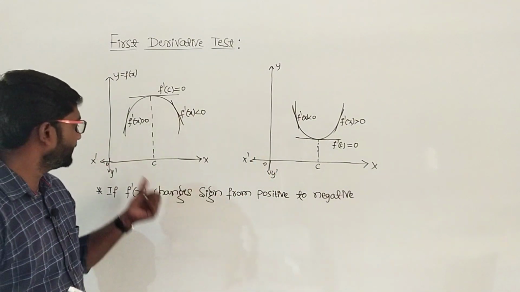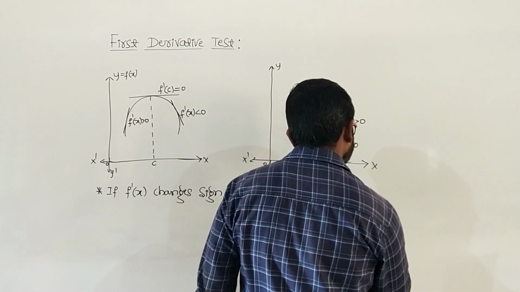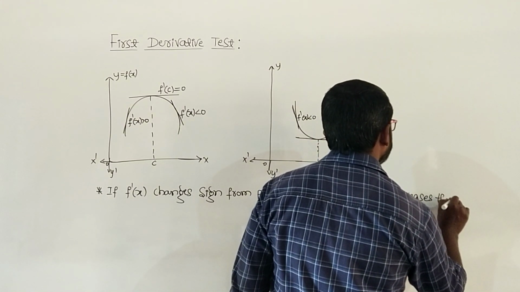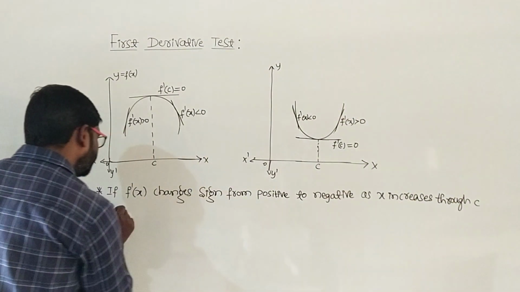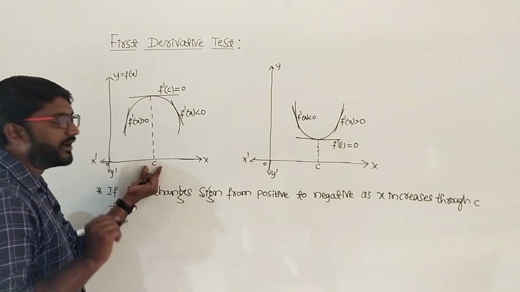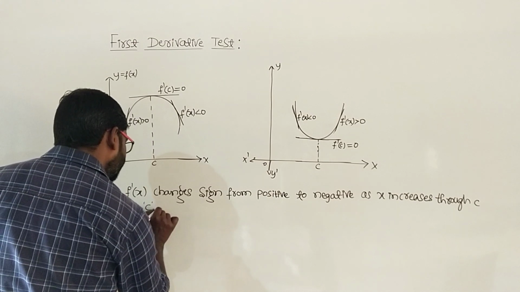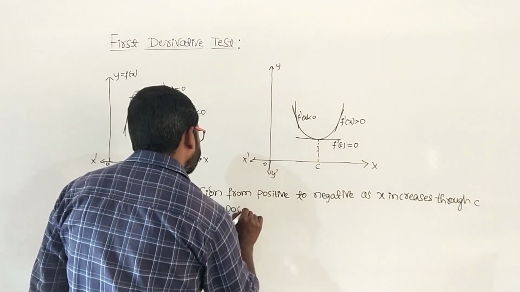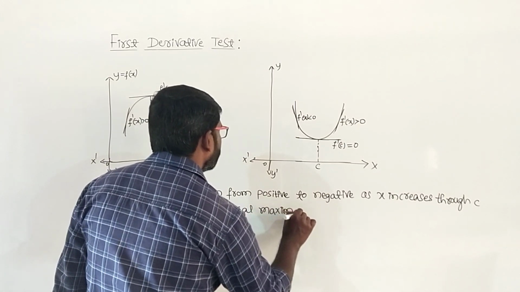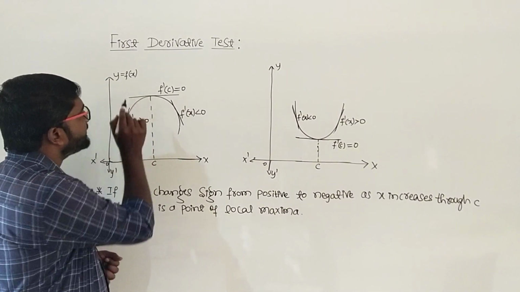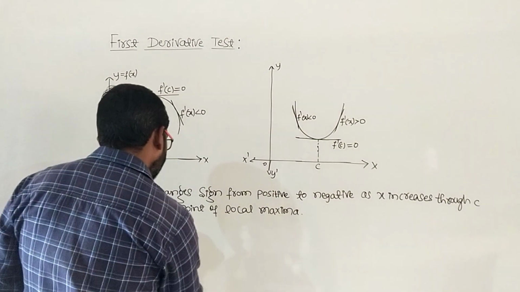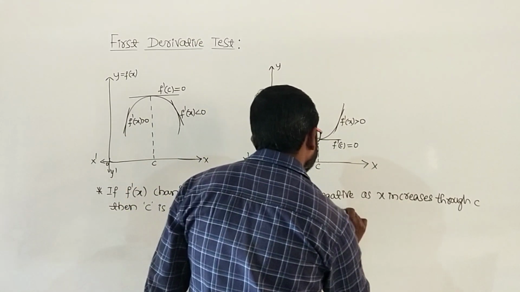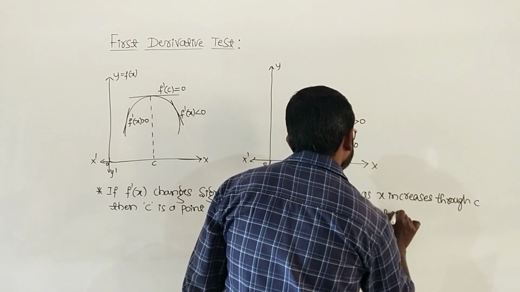as x increases through C, then C is a point of local maxima. And then f of C, this value f of C, is going to be the local maximum value. I'll write here, f of C is the local maximum value.